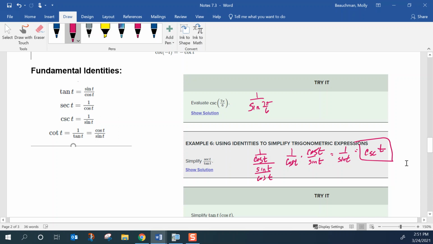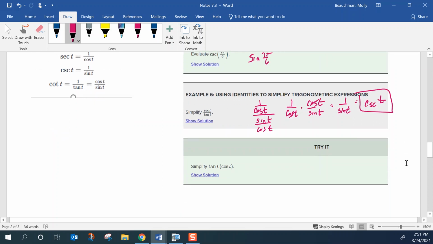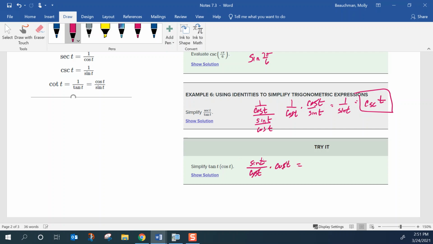And then another example, simplify tangent times the cosine. Rewrite them in terms of sines and cosines. Tangent is the sine divided by the cosine, times the cosine. These cancel, and we end up with the sine. So we use identities to simplify expressions by rewriting them.